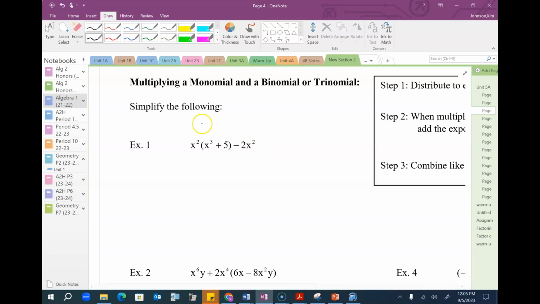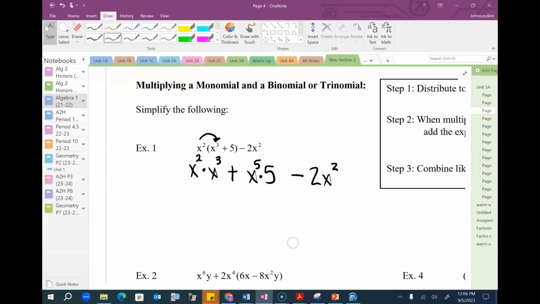So first, we're going to distribute the x squared. Remember that distributing is the same thing as multiplication. So this is like doing x squared times x cubed plus x squared times 5, and then minus 2x squared. All right, let's clean this up a little bit.